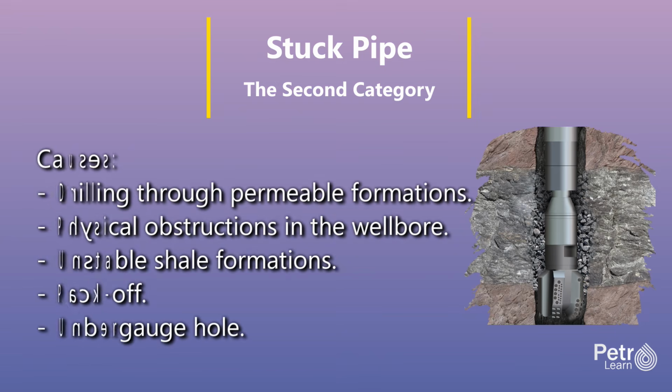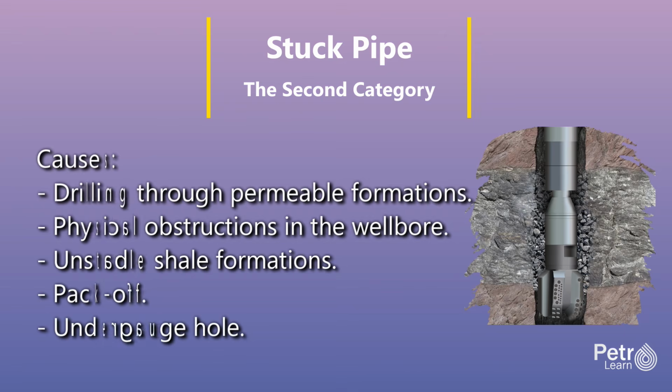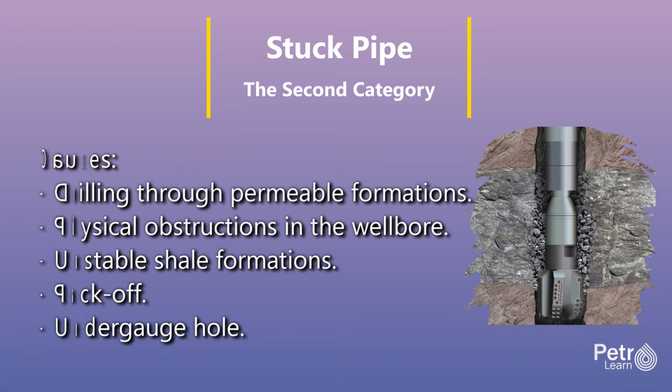Differential sticking occurs when the drill pipe is pressed against the wellbore wall by differential pressure between the mud column and the formation. This typically happens when drilling through permeable formations with high mud weight. The drilling mud forms a filter cake on the wellbore wall, and the drill pipe can become embedded in this cake. The differential pressure, often thousands of psi, creates enormous force holding the pipe against the wall.